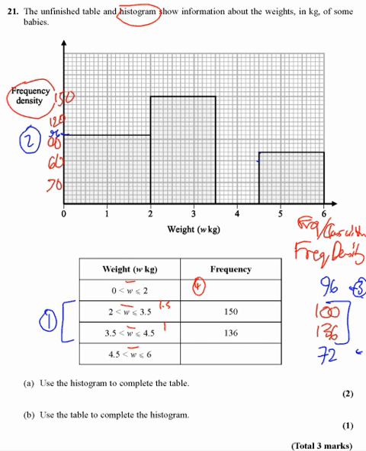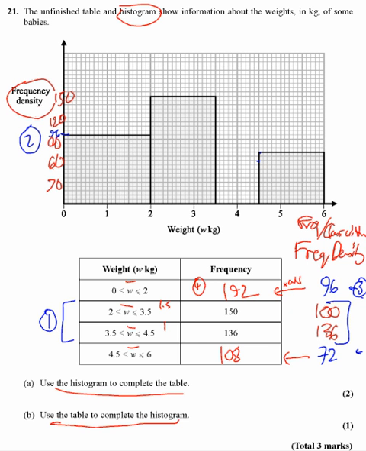Well, frequency divided by class width is frequency density. Then the frequency density times the class width gives you the frequency. So that is going to be multiplied by the class width, which in this case is 2 to give you 192, and that is going to be multiplied by 1.5 to give you 108. Not that we actually need to put those in. The other thing, well, no, that's useful for this mark.